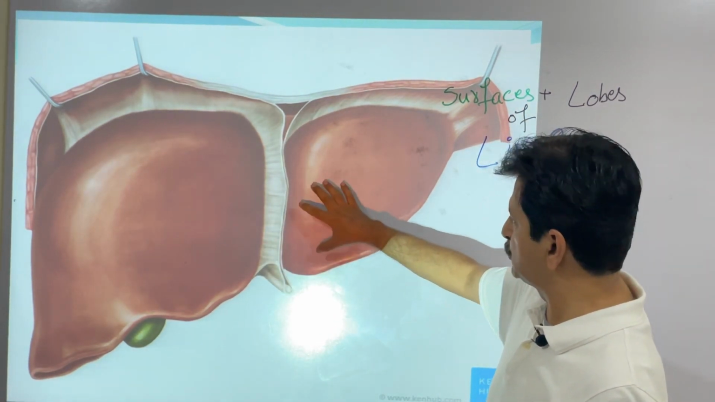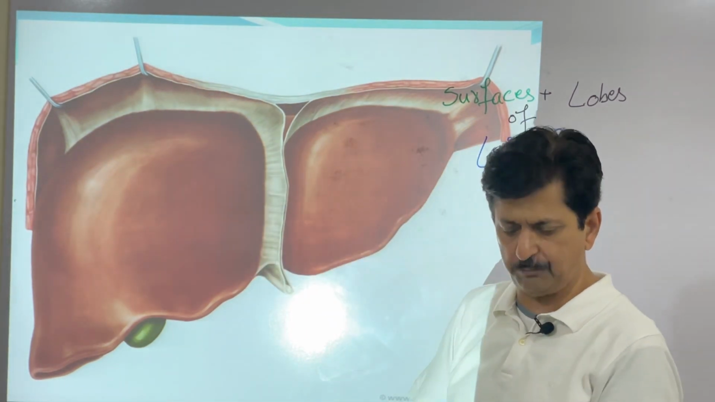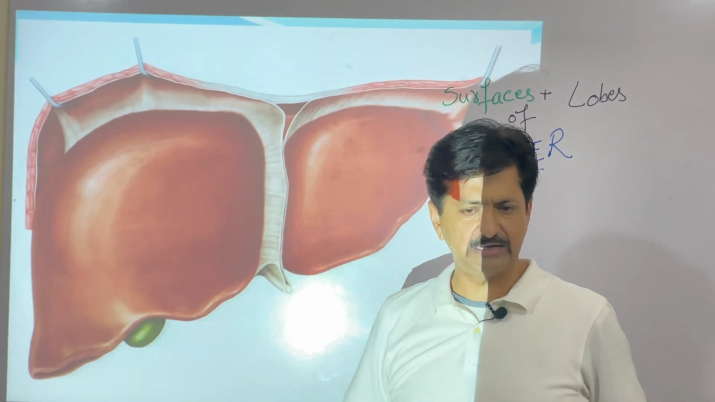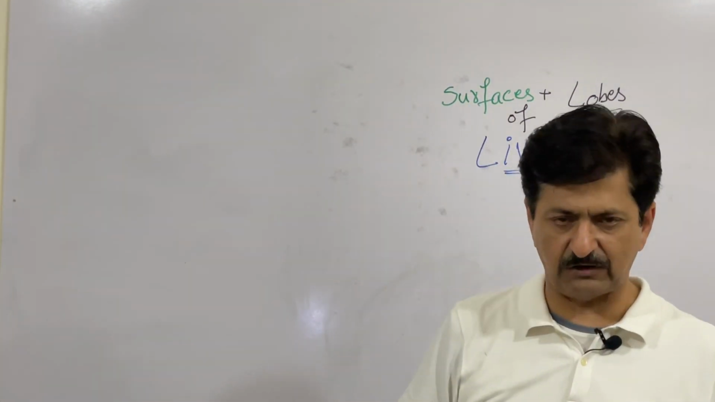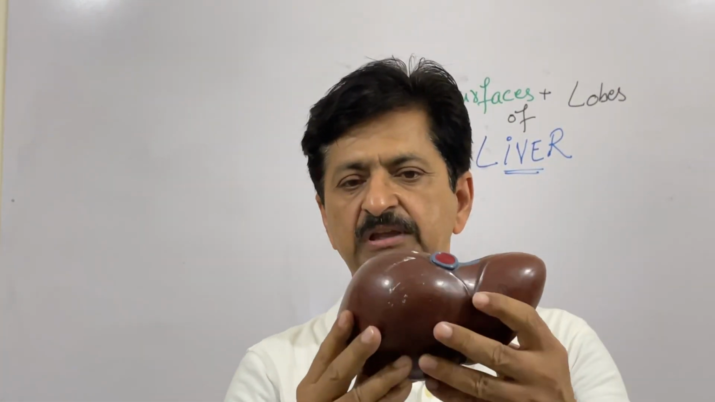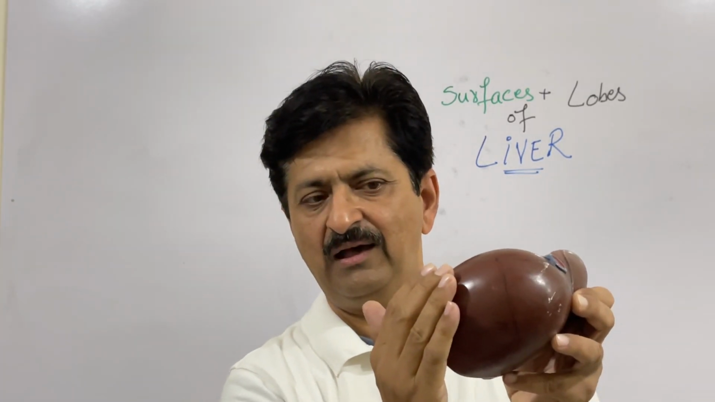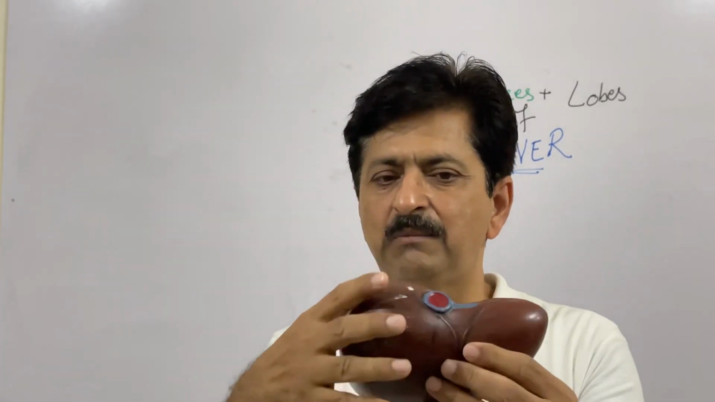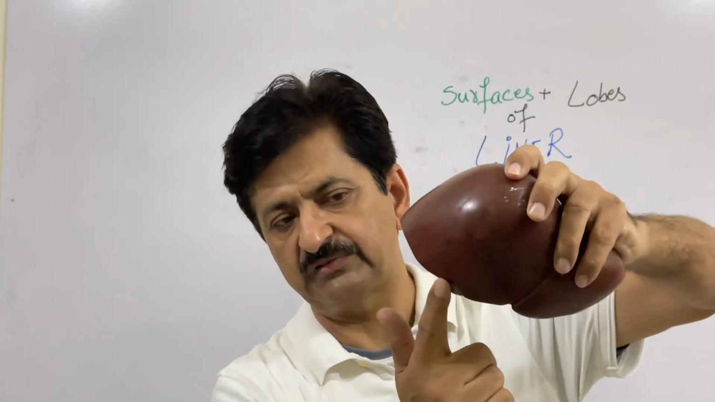This is the mark which you are seeing here, though we don't have too many borders as such. If you go to the right side, we don't have even a border. You see it's like a blunt and rounded surface. And if you go inferiorly, then it is a sharp border. You see, this is a border. This is called the inferior border.